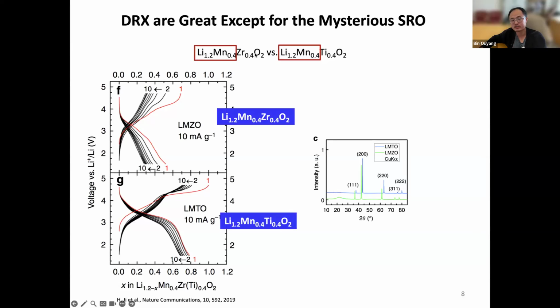They are just charge compensators. We need some high valent metals here to compensate the charge. But the capacity differs by two times, and they have the same structure, the same redox center, and the same amount of lithium. So we were sort of confused about what was exactly happening.